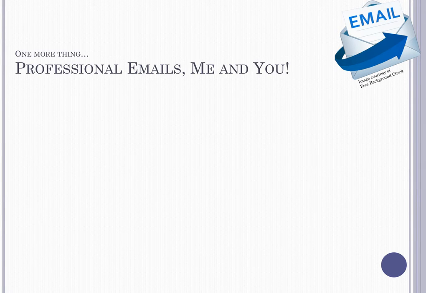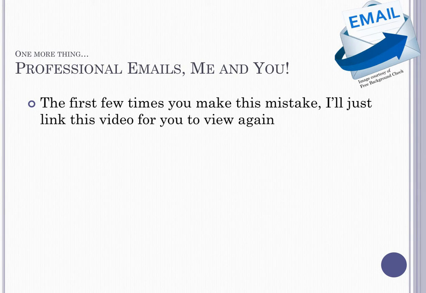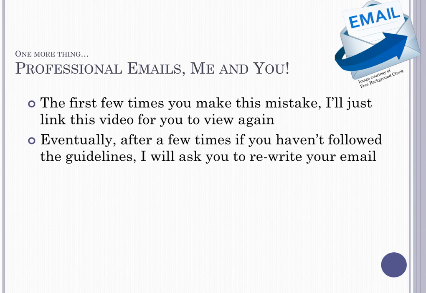I just want to cover a couple other quick things. Because you're watching this video, you have sent me an email that doesn't quite meet the expectations that I have for professional emails. So what this means for you is that the first few times you make this mistake, I'm just going to send you a link to this video for you to view. Now, if you do this multiple times, I'd say more than 3 times, eventually what I'm going to ask you to do is just to rewrite your email altogether. That is, I'm going to say, hey, I've asked you a few times to try to make your emails more professional and you haven't. So please go back, watch this video again, and recompose your email for me one more time.